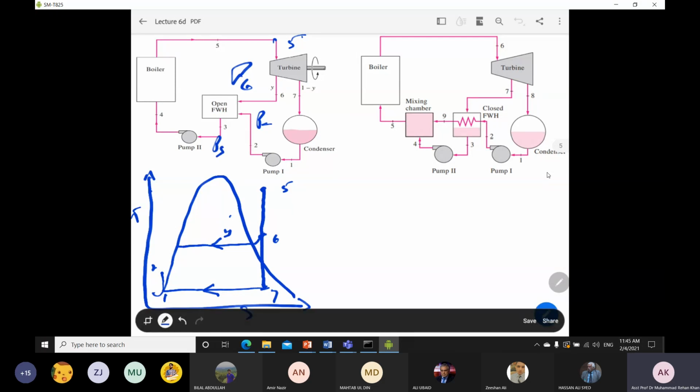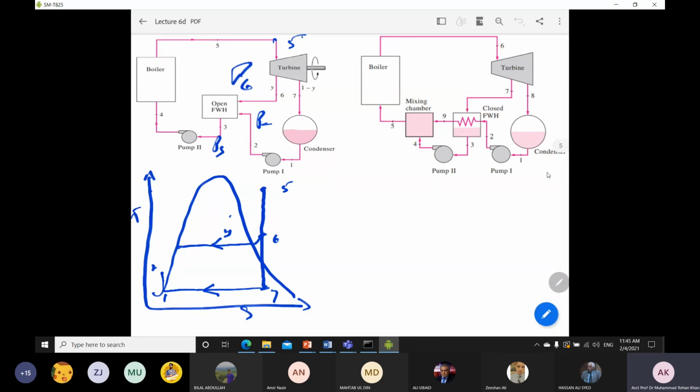Okay, and then we already talked about that P6, P2 and P3 are equal in your closed feed water heater. So this line, which is your point number 3, because here there will be a mixing, is at constant pressure. Okay, so this line will be drawn like this.